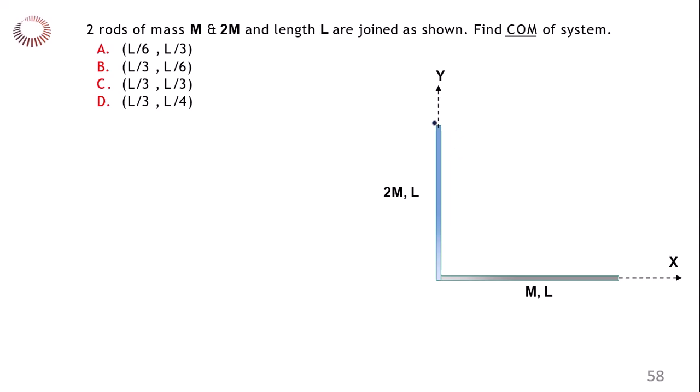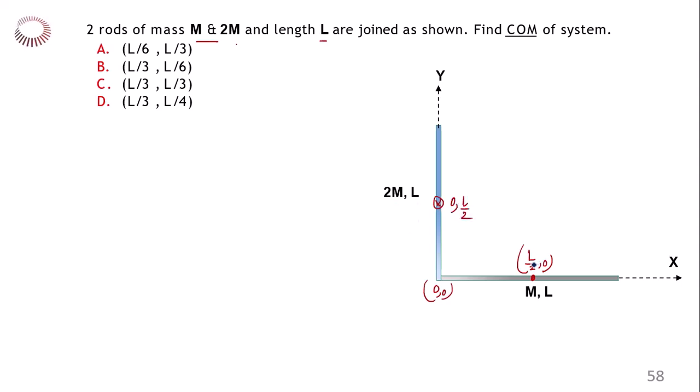There are two rods of mass m and 2m, of length L, joined as shown in the figure. Find the center of mass. For this, take this as the origin. For the first rod, this is the center of mass. What is the coordinate? That coordinate is L by 2, comma 0. For the second rod, the coordinate is over here, that is 0, comma L by 2.